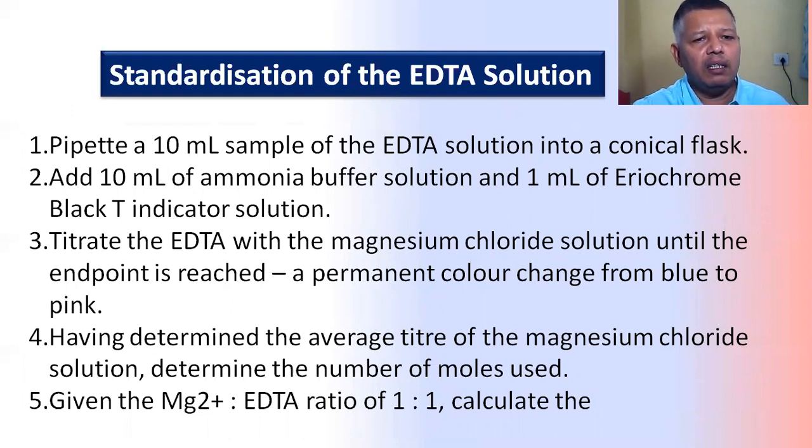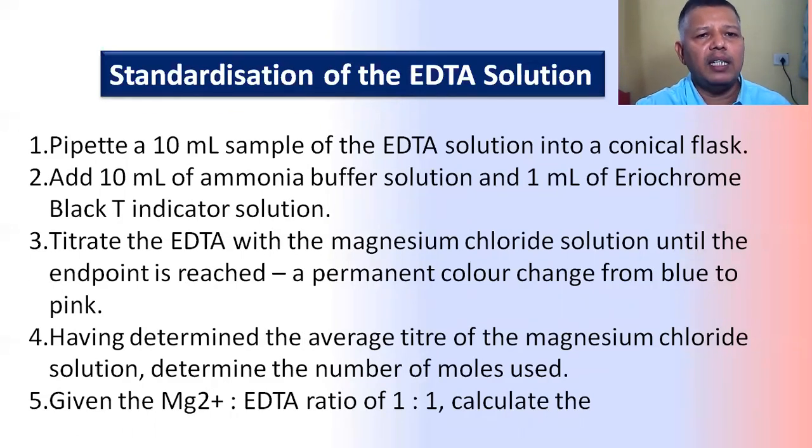Now this solution gets titrated with the standard magnesium chloride solution or zinc chloride solution until the end point is reached, where the color changes from blue to pink or wine red. Then we determine the average titer of the magnesium chloride solution and determine the number of moles. Magnesium 2+ to EDTA is 1:1, and from that 1:1 complex we can calculate the concentration of the EDTA solution.